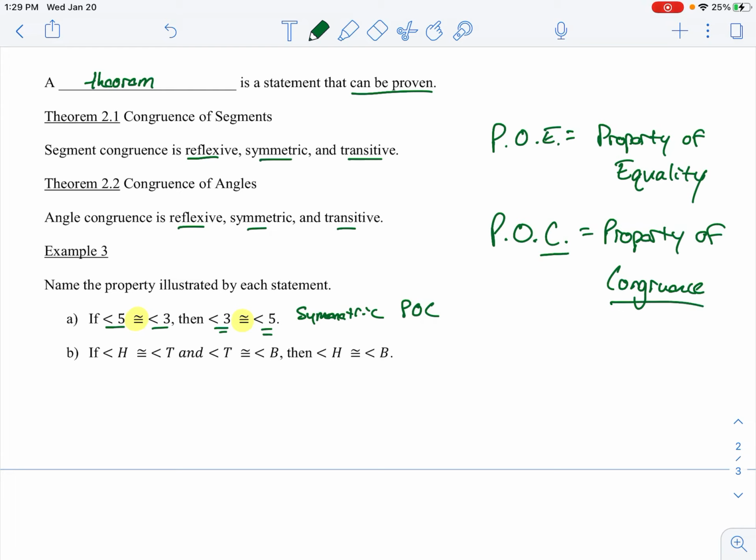This next one here, angle H is congruent to angle T, and angle T is congruent to angle B. You know what I like to do. I like to draw this little arrow through. I get to go through T to say that H is congruent to B. So this would be a transitive. And today, again, we see congruent signs, so this would be POC.